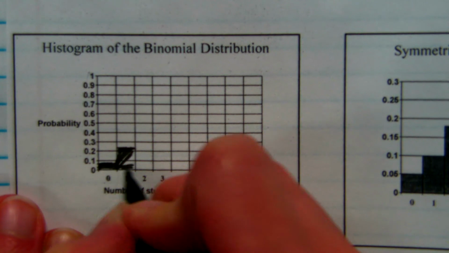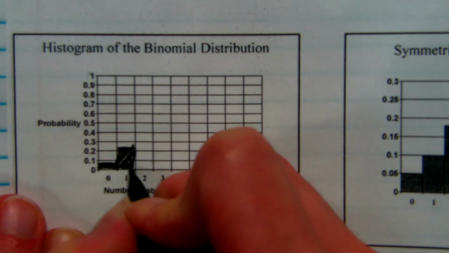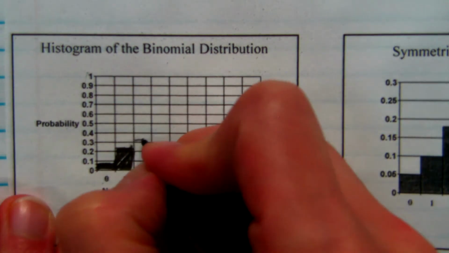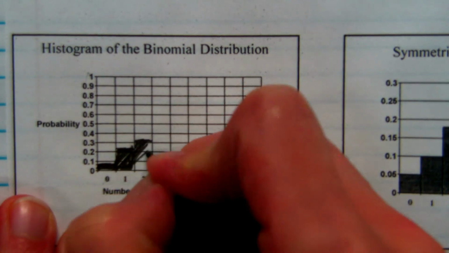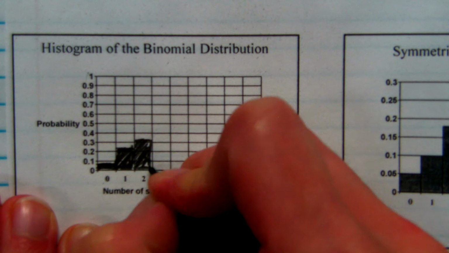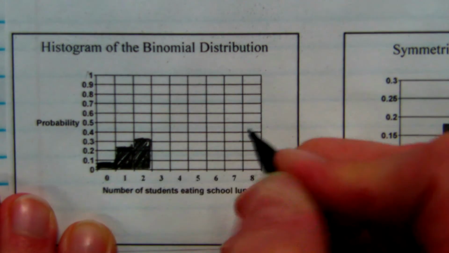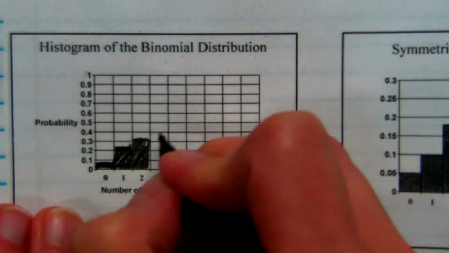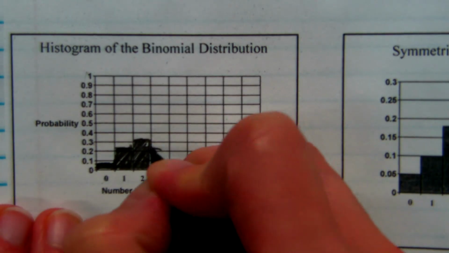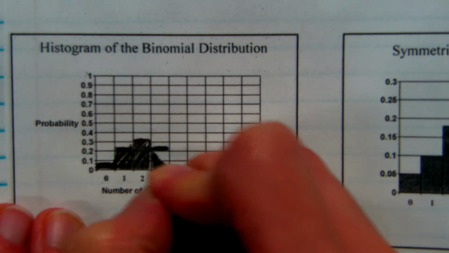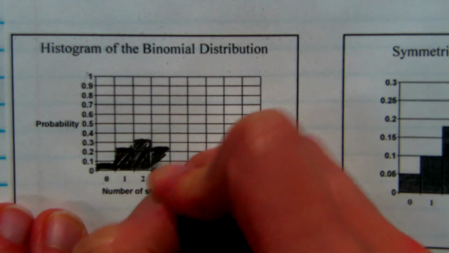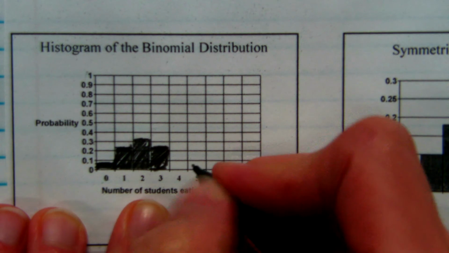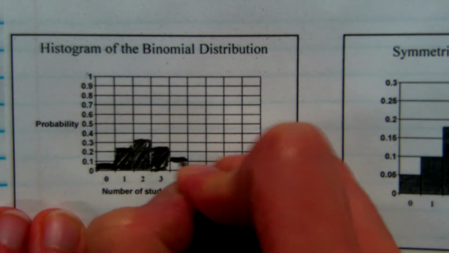Let me color this in. And then we had the probability for 2 kids eating was 0.31, so just barely above the 0.3. Kind of stair steps there. And then it comes back down when we did 3 kids. It comes down to 0.24. Just a little bit less than halfway between 0.2 and 0.3. And then for 4 kids, it was 0.12, so just a little bit above 0.1.